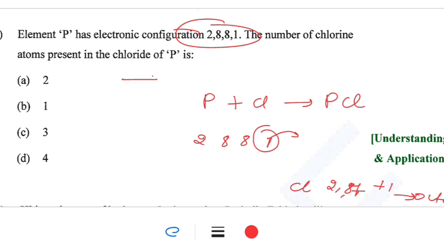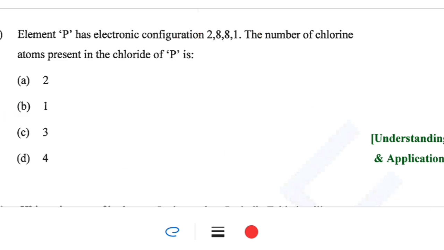So this P has the ability to lose one electron and chlorine has the ability to gain one electron. So obviously the bond formed between P and Cl is going to be only one, right? So how many chlorine atoms are there in this chloride? Then we can say it is only one single chlorine present in the chloride. So option B is the correct answer.